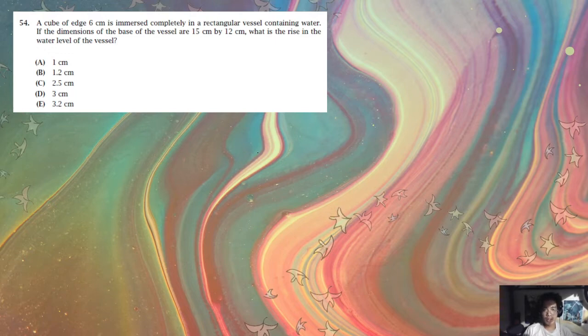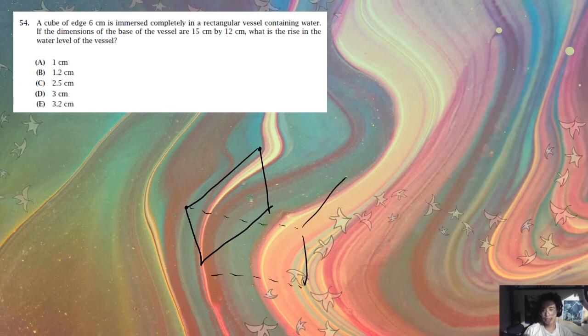We have here a water vessel. We don't know what shape it is, so maybe it could be like a rectangular cuboid. And in this rectangular vessel, the dimensions of the base are 15 centimeters and 12 centimeters.